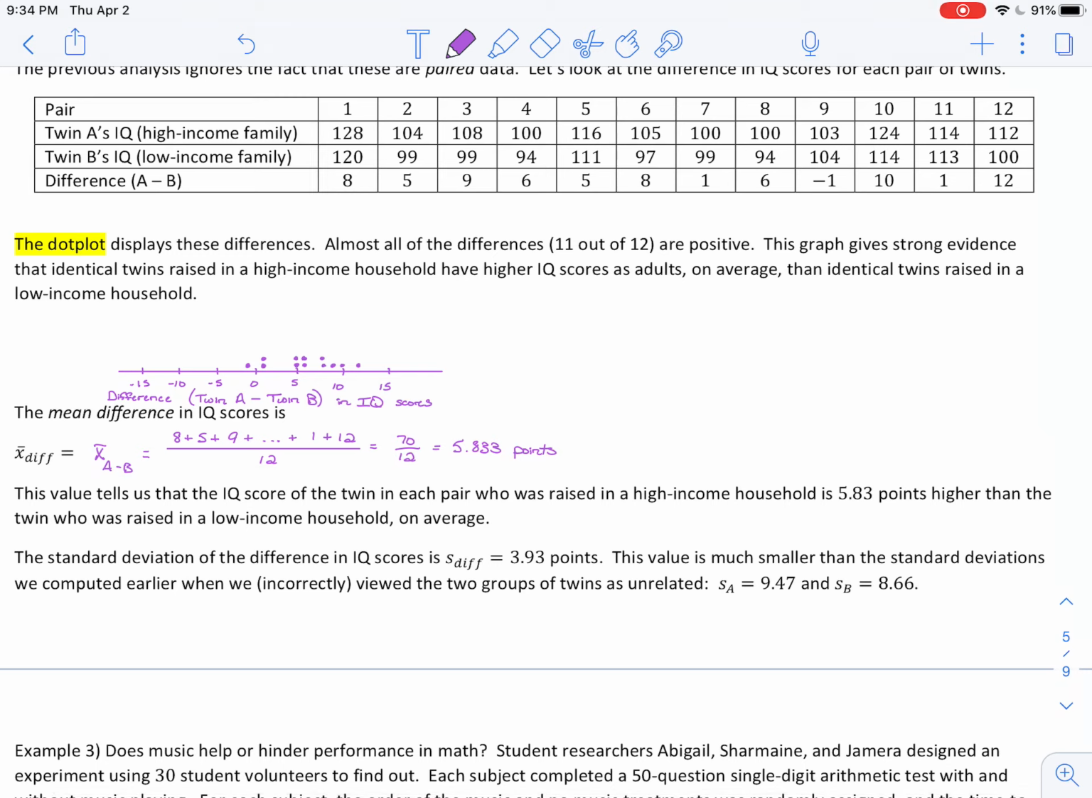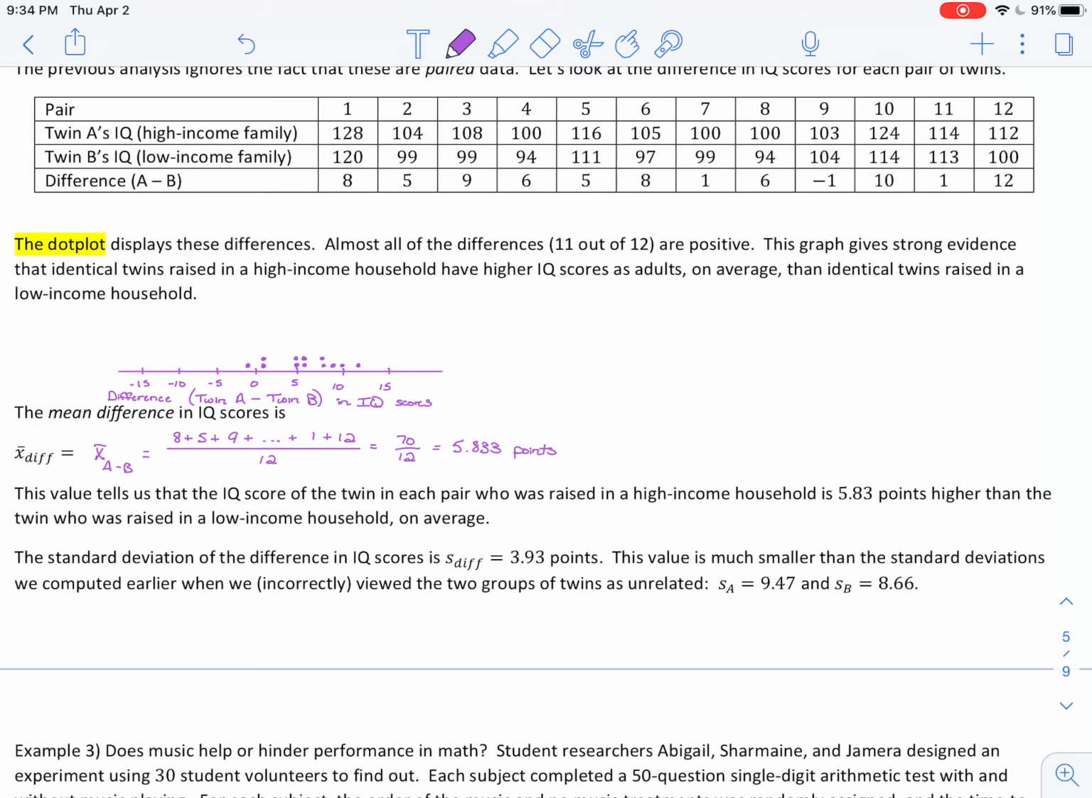Again, I hand drew mine. After it's been calculated, I have it in here. Of the 12 differences, 11 of them were positive. Only one didn't have a positive difference, which tells us a lot. It tells us that we have some, I wouldn't say convincing evidence yet, but our evidence is leading us down the path of thinking that identical twins raised in high-income households tend to have a higher IQ score as adults than identical twins raised in low-income households on average.